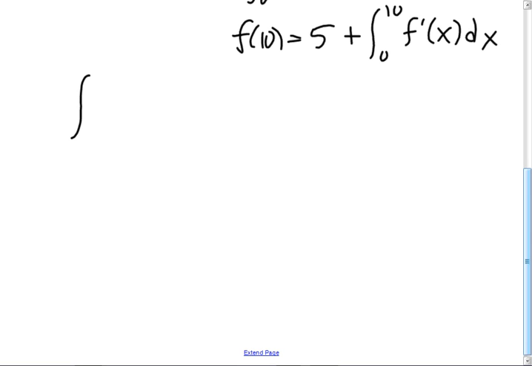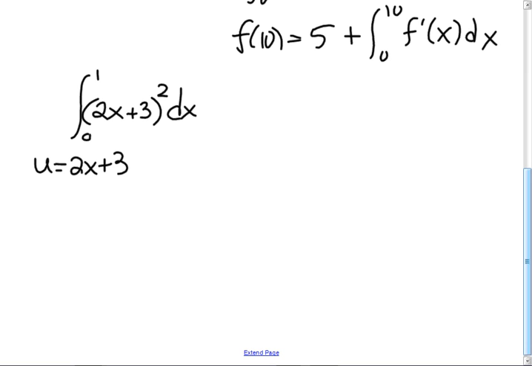If I have, I'm trying to think what that was. 2x plus 3 squared from 0 to 1. If I let u equal 2x plus 3, and they can ask this question on the exam. They'll ask you to set up the integral, but do not integrate it. And your choices will be integrals. Then what's du? 2 dx. So when you replace this with the u substitution, you will have a 1/2 out in front. You'll have u squared du.